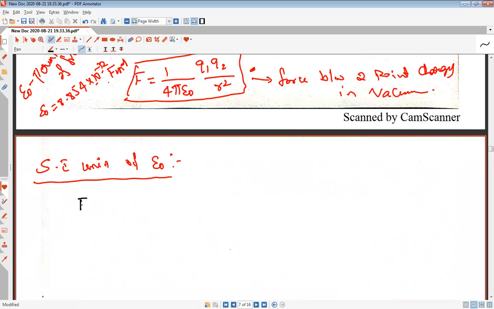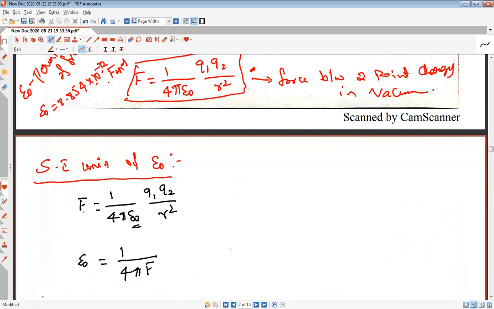You know that F is equal to 1 by 4 pi epsilon naught Q1 into Q2 divided by R square. Suppose I want the units of epsilon naught. I'll write the equation for epsilon naught. Epsilon naught can be written as 1 by 4 pi F.